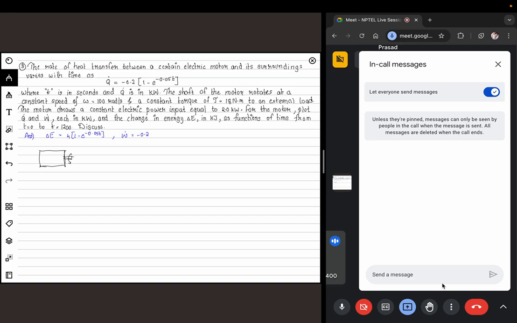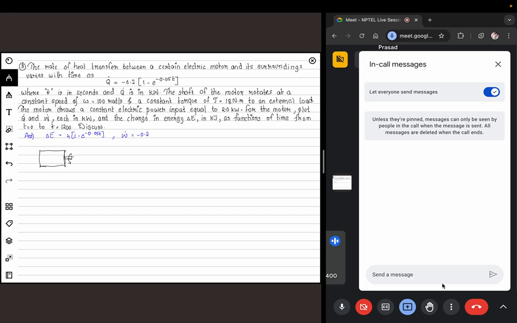This is to an external load. It can be any external load. In case of a fan, that load will be due to the drag exerted by air inside the room. Now the motor is drawing a constant electric power input equal to 2 kilowatt. In order for this motor to run, you need to supply electricity, so this is the power that you are giving to the motor. For the motor, plot Q dot and W dot each in kilowatt, and the change in energy delta E in kilojoule as a function of time from t equal to 0 to 120 seconds.